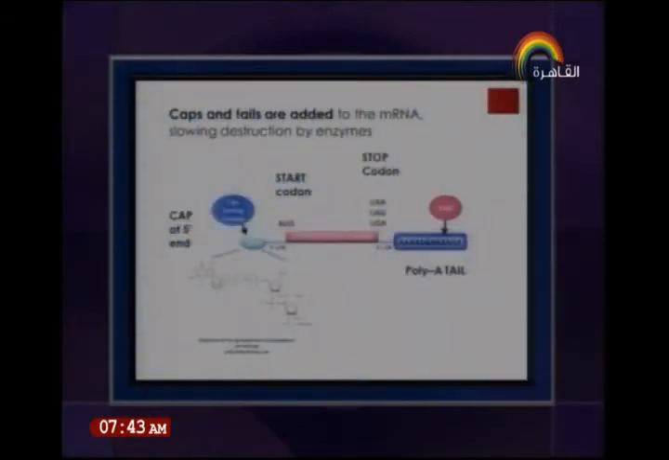This diagram illustrates the structure of messenger RNA. This is the ribosome binding site, and AUG is the start codon, and there are 3 stop codons. And this is the polyadenine tail that prevents the breaking down of messenger RNA by any enzyme in the cytoplasm of the cell.